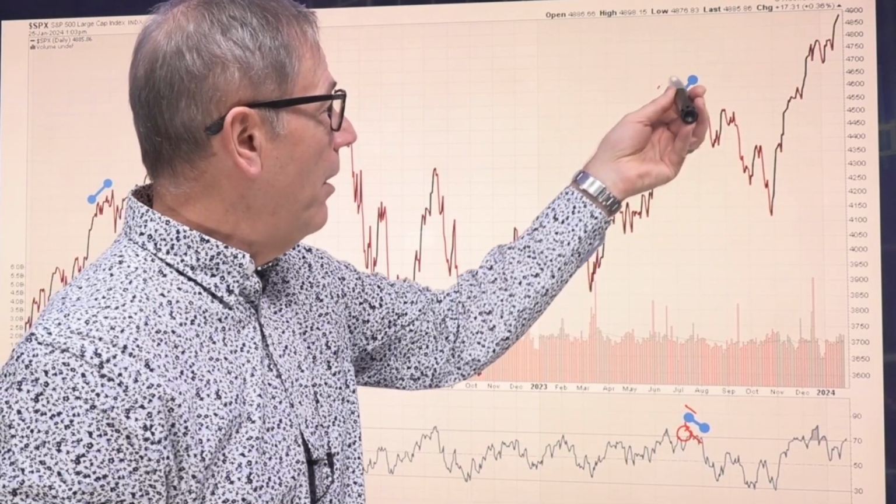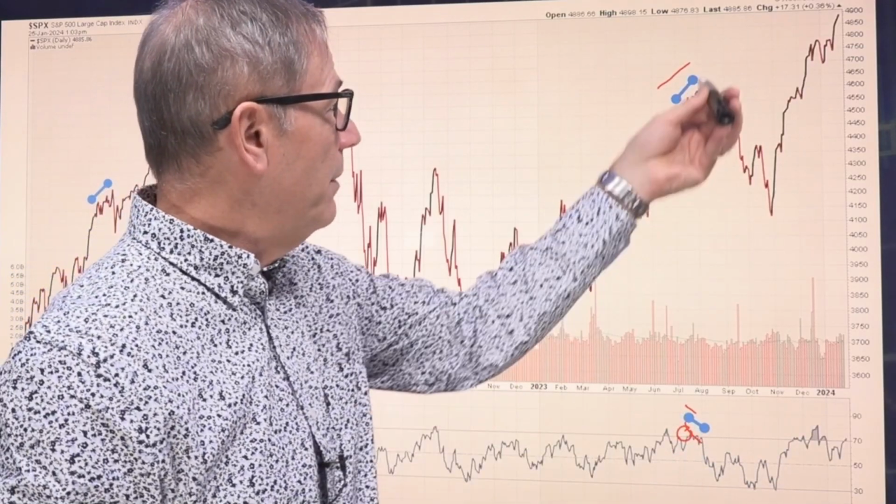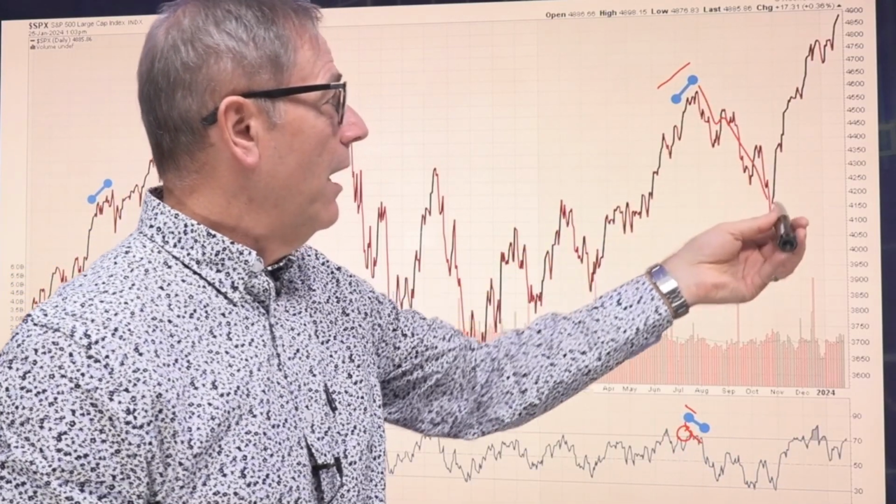If we move out to 2023, in the summer of 2023, in July, we saw the RSI become overbought and start to move lower. And at the same time, the stock market, the S&P 500, was moving higher. Another divergence. Well, what took place? We did see the stock market correct from that level as well.